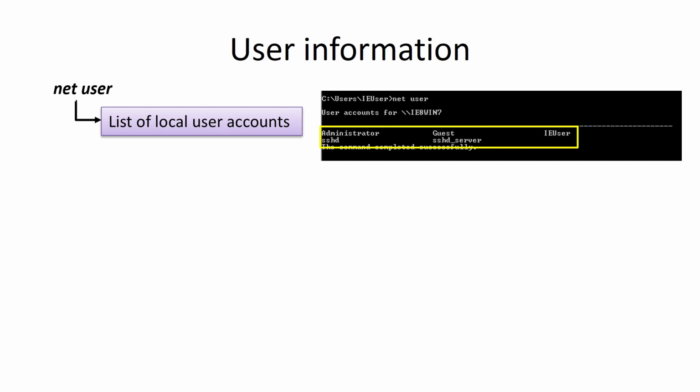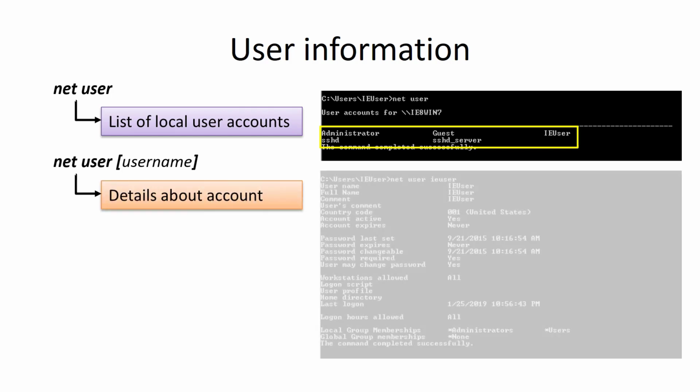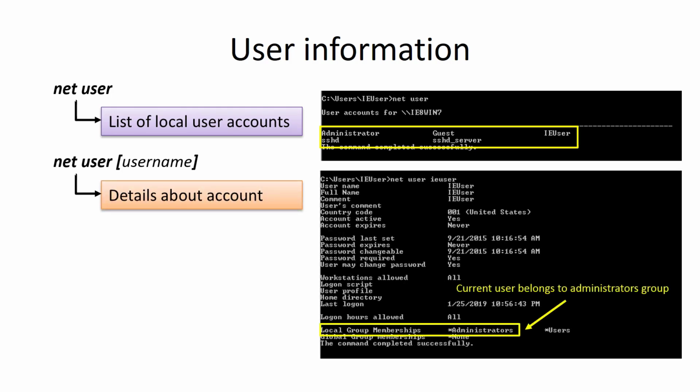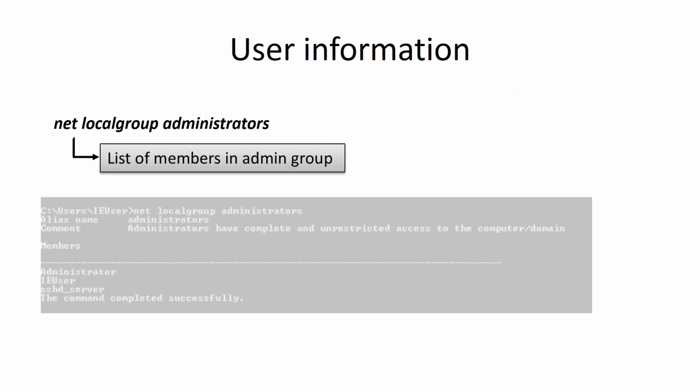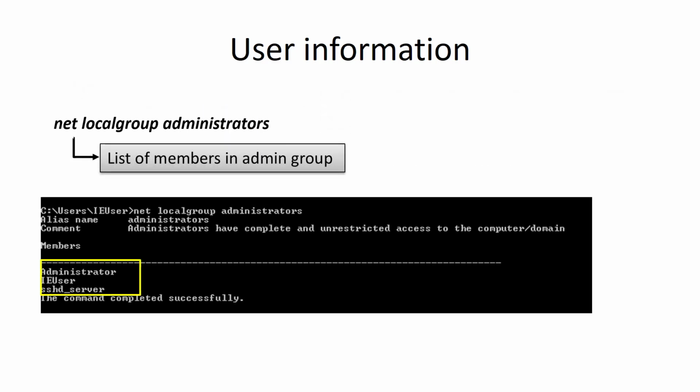With the command net user, we can display all local user accounts. If you want to see detailed information about a user account, just type the desired username after the net user command. From this example, we can see that the given user belongs to the administrators group. If you want to see all local administrators, use the following command.